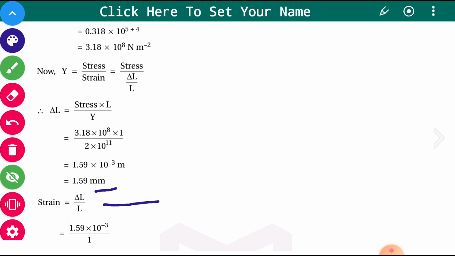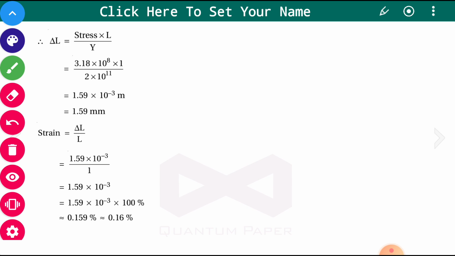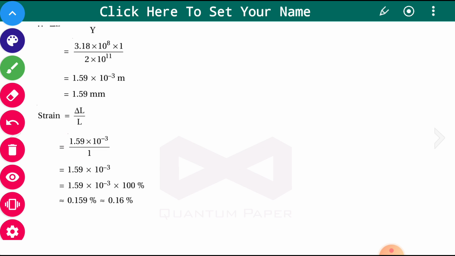Now, strain is change in length upon original length. Just place the values of change in length. Original length is 1 meter. So, strain will be 1.59 into 10 to the power minus 3. And if you want to find it in the percentage, just multiply it by 100. You will get 0.159 or approximately 0.16%. Okay.